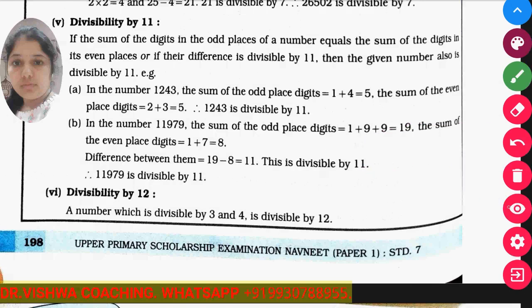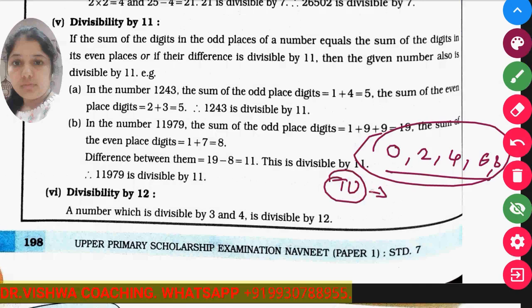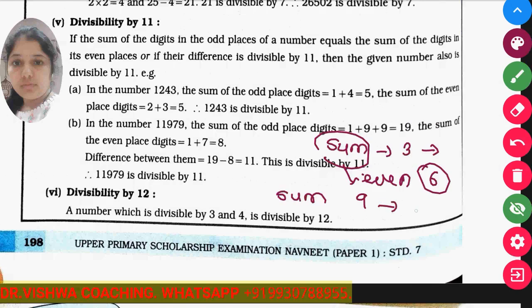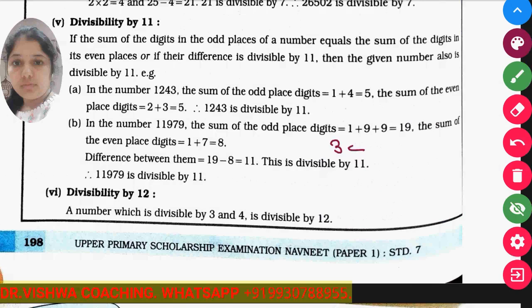For 4, if the number formed by the tens and unit digits is divisible by 4, then the whole number is divisible by 4. For 3, if the sum of all digits is divisible by 3, then the number is divisible by 3. If the number is also even, then it is divisible by 6 also. If the sum of the digits is divisible by 9, then the whole number is divisible by 9. If it is also even, then the number is divisible by 18 also. If any number is divisible by 3 and 4, then it is divisible by 12 also.